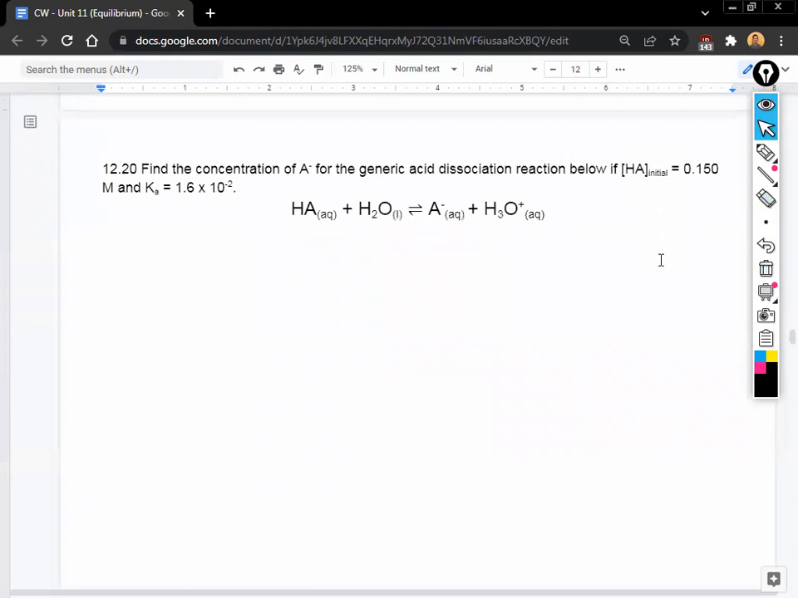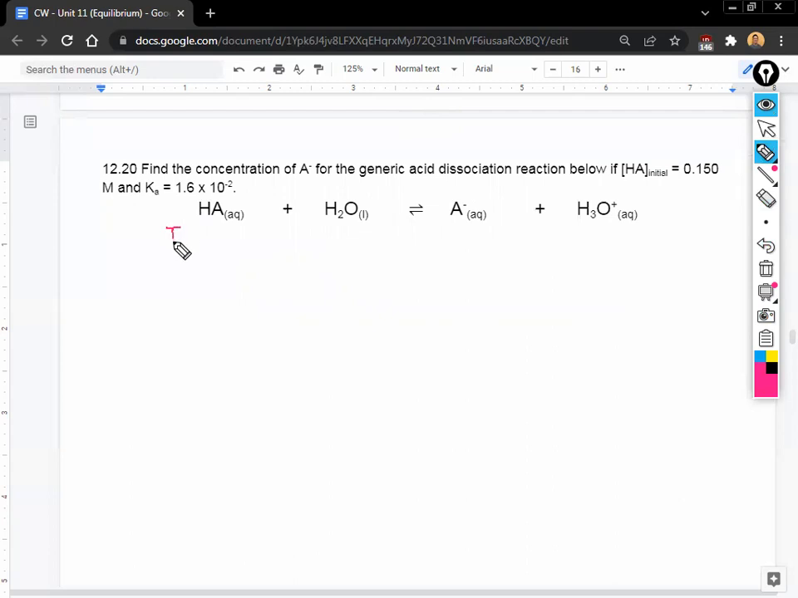Okay, so we got 12.20. What I want you guys to do is I want you guys to set up the ice table for this, but don't plug anything in yet. Just set up the ice table. I want you to set up the ice table for this equilibrium reaction. And I want you guys not to plug anything in yet. Just write the ice table. Or draw the ice table.